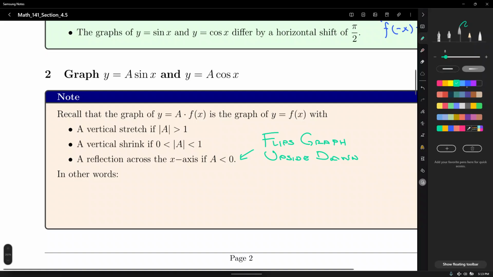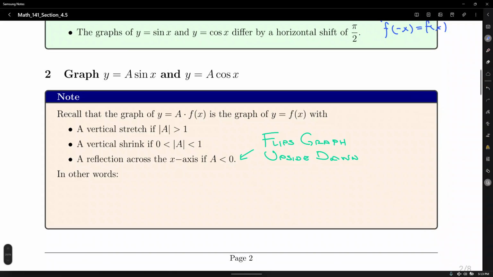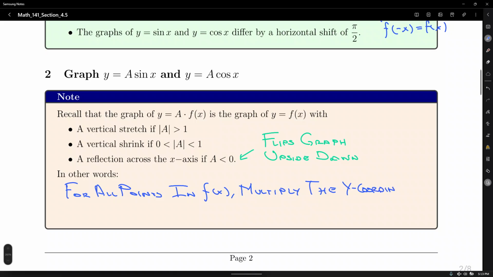So let's write it down in summary. For all points in f of x, multiply the y coordinate by a.